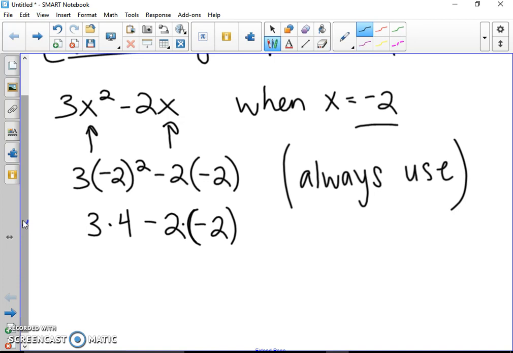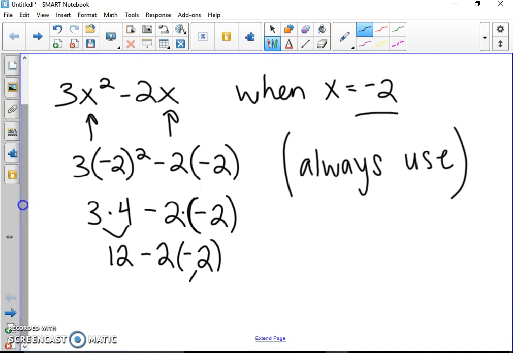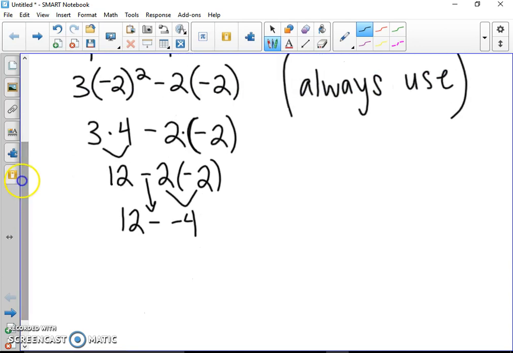All right, so I did grouping symbols, exponents. Next thing we're looking for is, can we multiply or divide? Yes, we go left to right. 3 times 4 is 12, minus 2 times negative 2. We still have some multiplication right here. 2 times negative 2 is going to be negative 4, but we have minus negative 4. So 12 minus negative 4, you can leave like that. Whenever I see a double negative, I like to make it a positive because minus and negative is the same thing as plus positive. So 12 minus negative 4 is the same as 12 plus 4, which is 16.